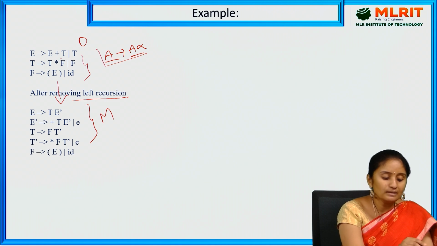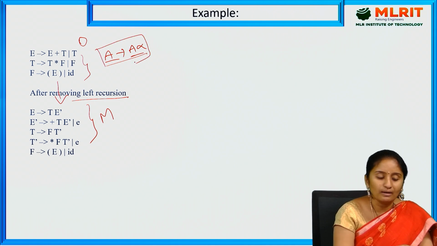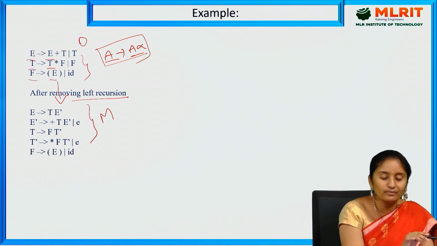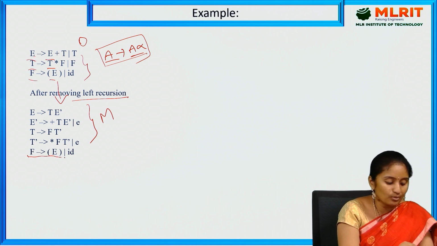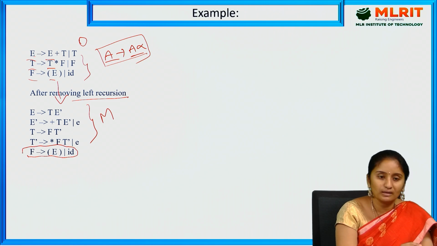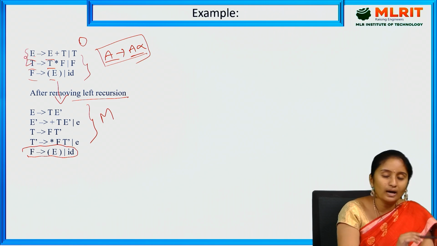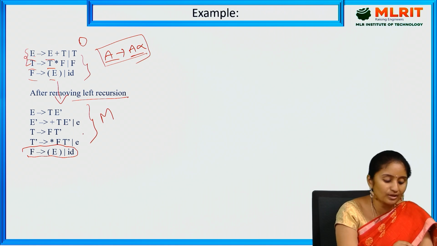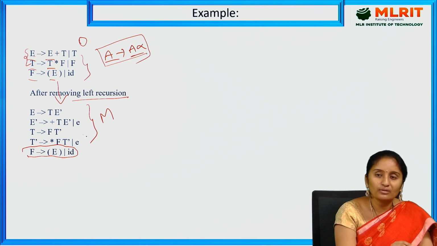So this grammar is in the form of A produces A alpha. In E and E, both are matching. T is matching. F is not matching. So only the last production is not a left recursion. The top two are having left recursions, so we are going to remove those left recursions. After removing the left recursion, we are going to get the updated grammar, which is this one. Now for this grammar, we are going to construct the recursive descent parser.